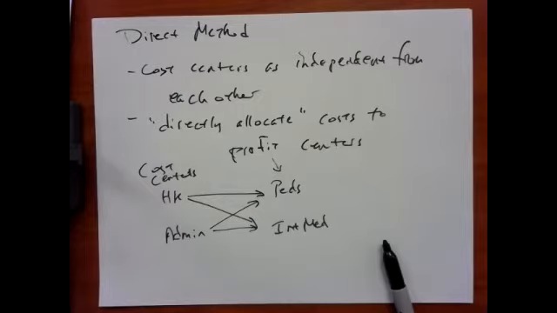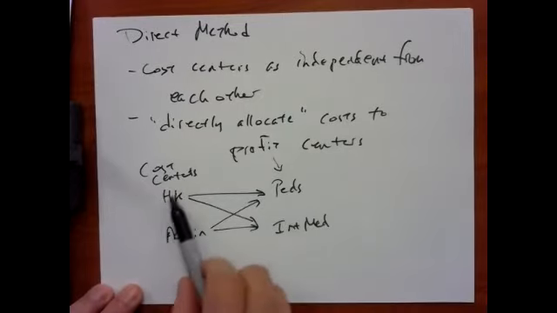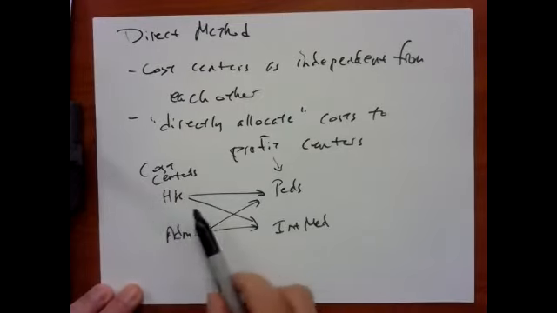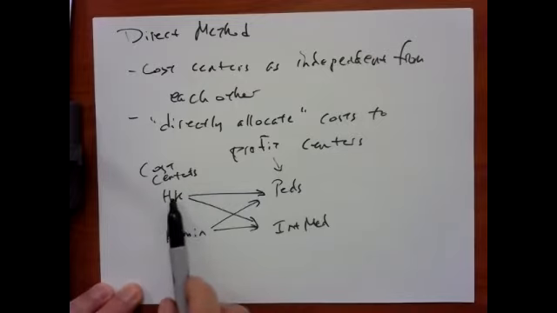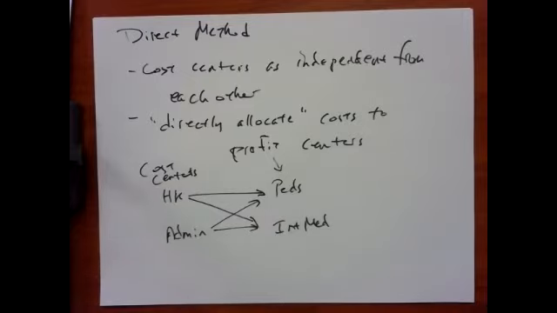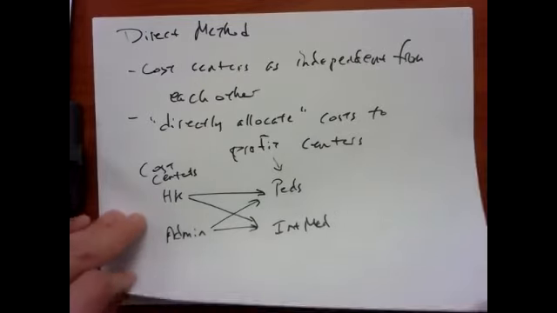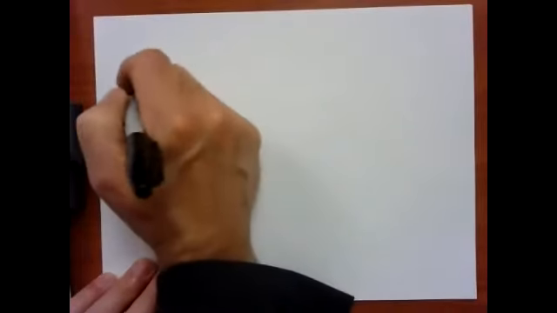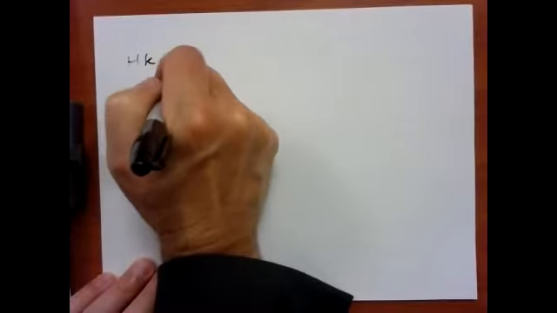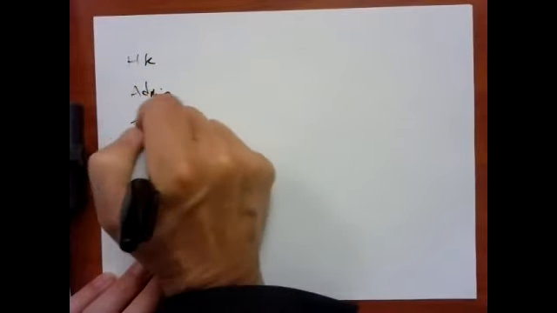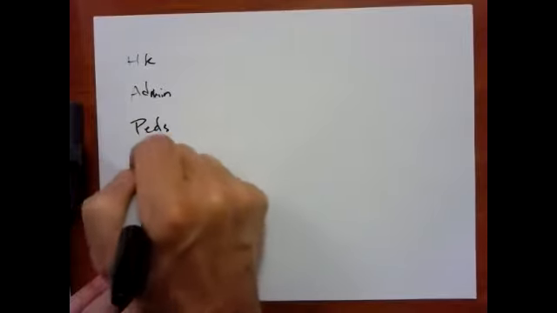Under direct, we're going to ignore the relationship between the cost centers, and we're going to treat it as if they only provide support to the profit centers. Okay. So let's now imagine, let's give some specific numbers. So here's our departments: housekeeping, admin, peds, internal medicine.